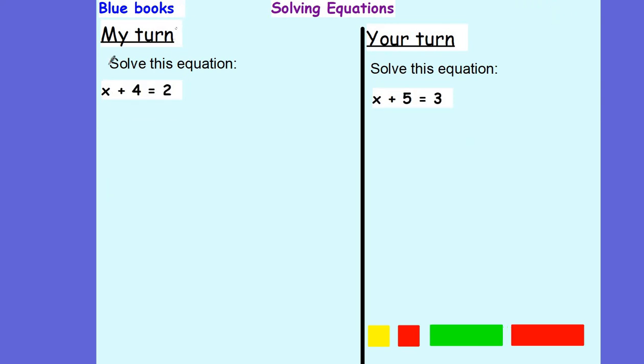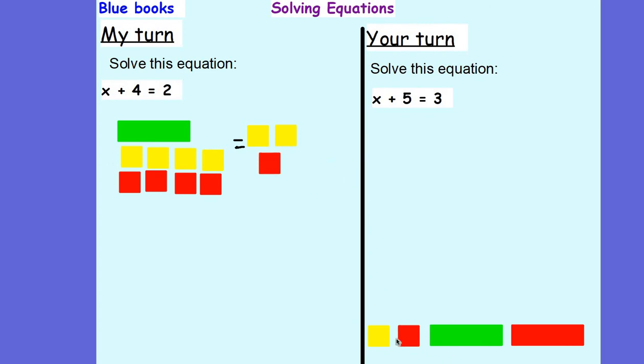I'll go through another example and then there'll be one for you to do in your dark blue books. So I'm going to go through X plus 4 is equal to 2. I'm going to model it in the same way. The green rectangle represents X, and I need 4 yellow squares to show positive 4. I know that's equal to positive 2. Now to solve this, I want just the green rectangle on one side, so I need to add 4 red squares to cancel out those 4 yellow squares.